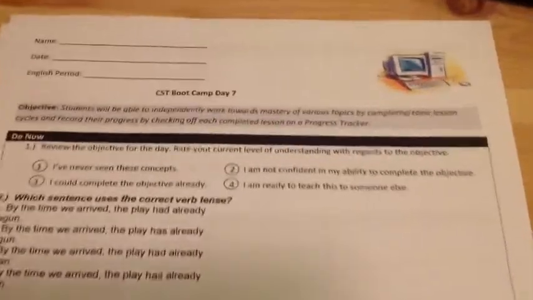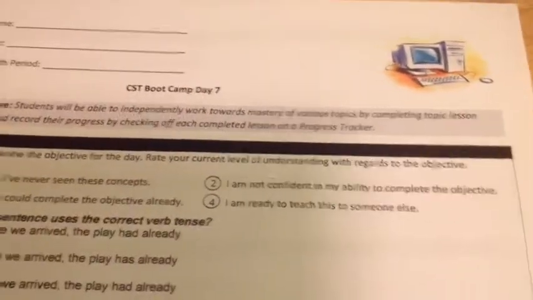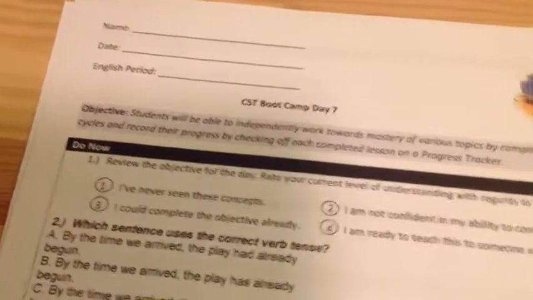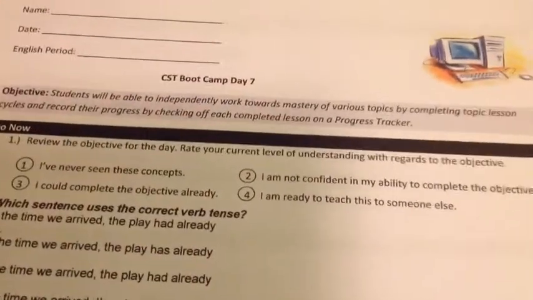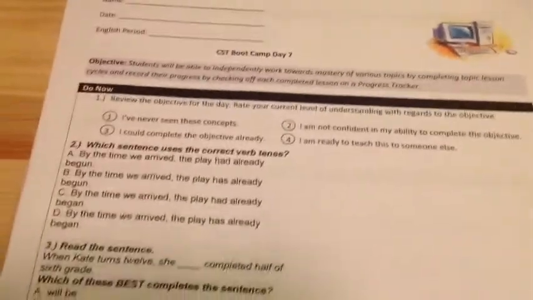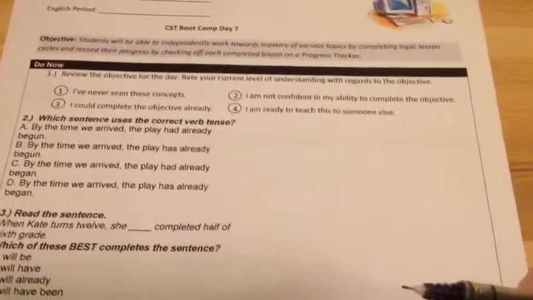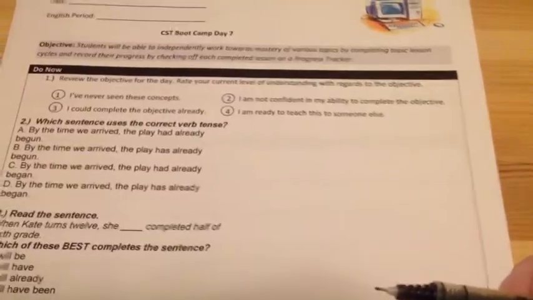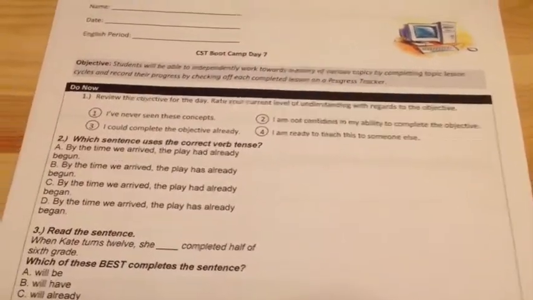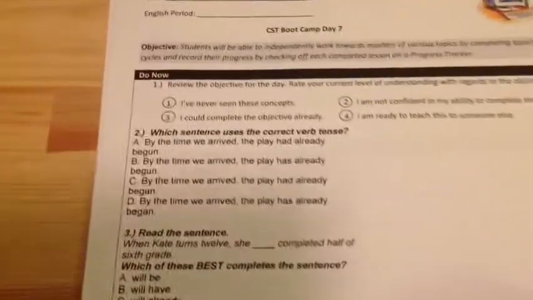Let's go ahead and review the objective for today. Students will be able to independently work towards mastery of various topics by completing topic lesson cycles and record their progress by checking off each completed lesson on a progress tracker. Go ahead and complete number 1 right now, which is to review the objective and rate your current level of understanding with regards to the objective. Once you have done that, you're ready to move on to number 2.